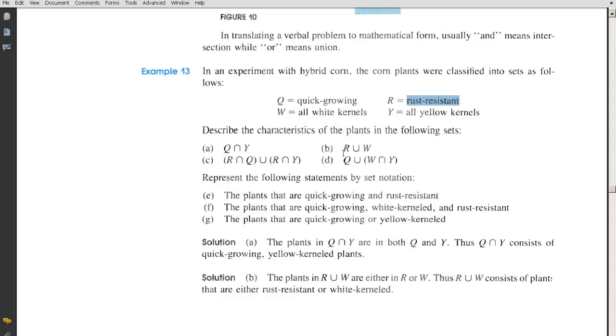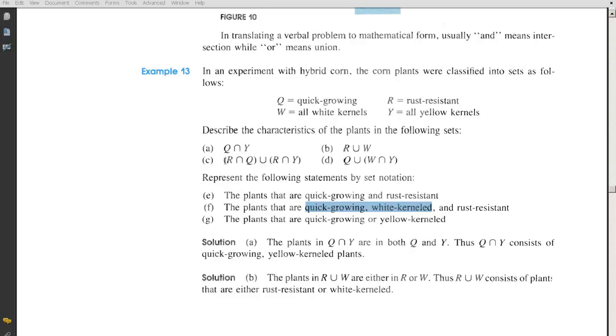How about R union W? That's the set that are rust resistant or have all white kernels. Oh, sorry, what happened? Oh well, I did something wrong. Q intersect Y, in both Q and Y, consists of quick growing and yellow kerneled. This one is rust resistant or white kerneled.